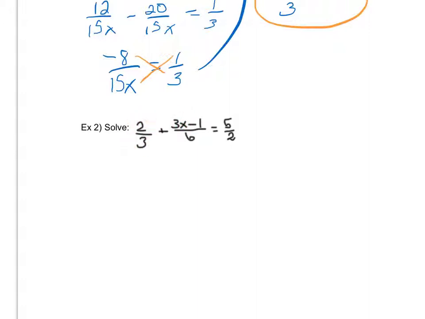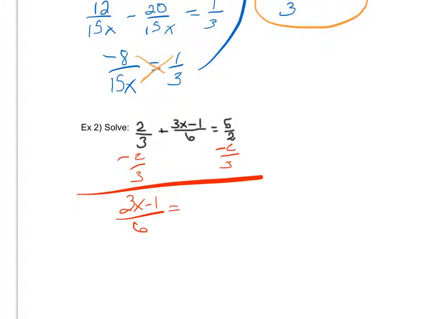So I'm actually going to move this over to the right side because I see that I can combine it with the 5/2. To do that, I'm going to subtract 2/3 from my left and from my right. Doing this leaves me with 3x minus 1/6 equals, and then I have 5/2 minus 2/3.